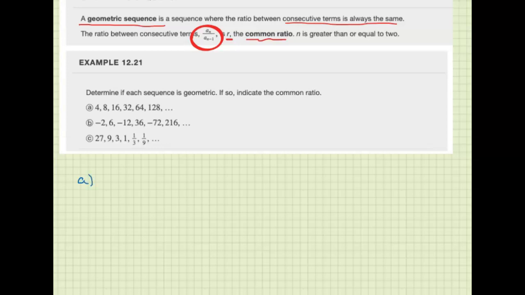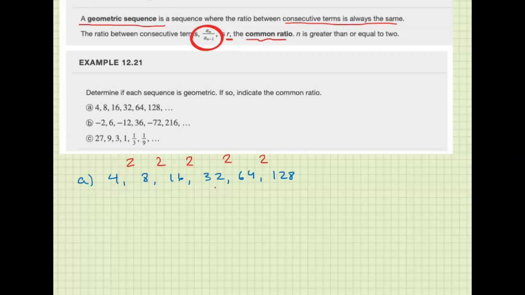So part A, we have 4, 8, 16, 32, 64, 128. Okay? So you're basically looking, if I divide a term in the sequence by the previous one, I should get the same thing each time. So 8 divided by 4 is 2. 16 divided by 8 is 2. 32 divided by 16 is 2. It's 2 and 2.